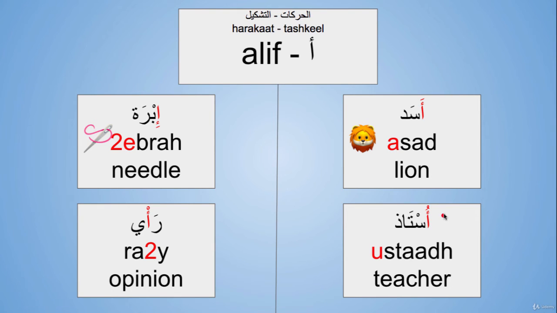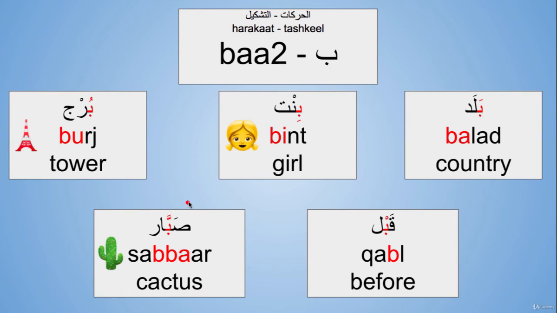And it can be combined with the dhamma diacritic to make it a U sound, for a word like Ustad, which means teacher or mister. And you can have it also with sukoon, so it will not have a vowel after it, for example in a word like ra'i, which means opinion. Now let's go to the letter ba. With this letter, you can find that we can apply the fatha, kasra, dhamma, sukoon and shadda, and we'll see all of this.